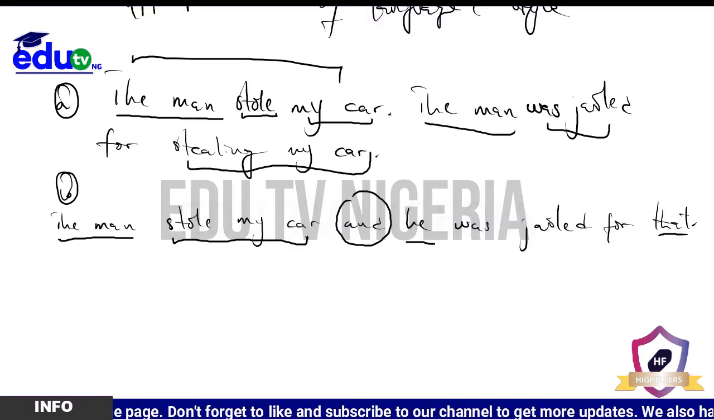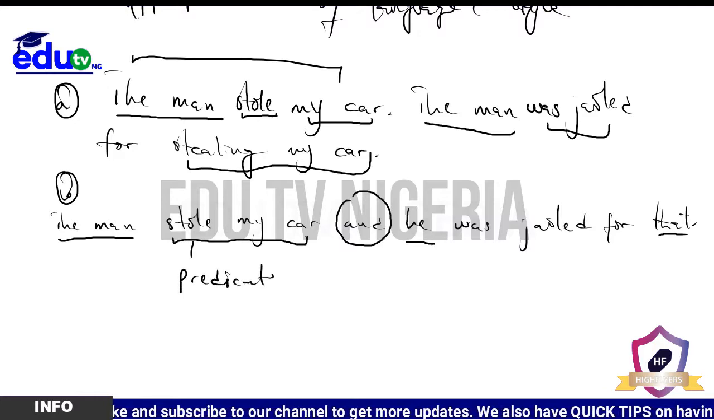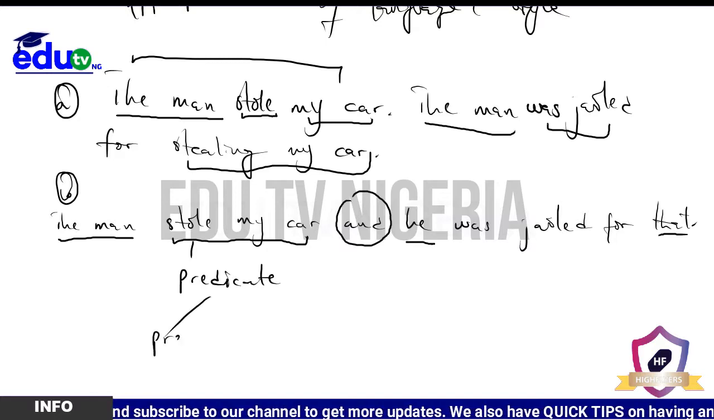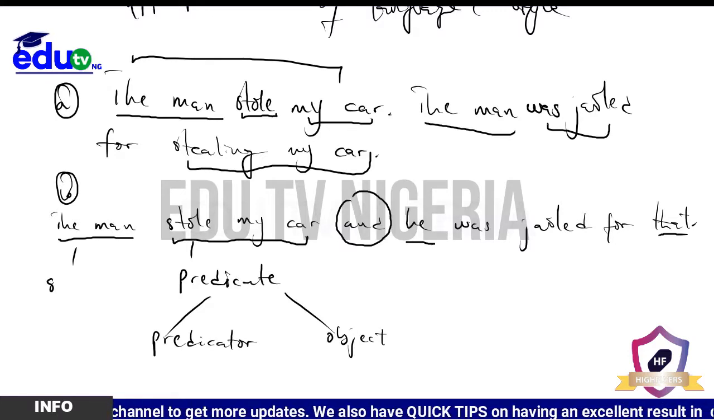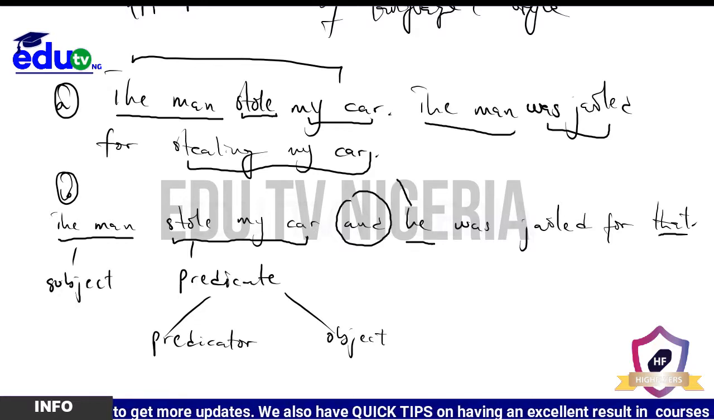Instead of using a full stop and then starting a new sentence with a capital letter, we bring in a conjunction. So here, the man, a noun phrase, stole my car, the predicate, which contains the predicator and the, now this is the predicate. And in the predicate, we have the predicator and the what? Object or complement extensive. Now, all of this noun phrase, which is your subject, noun phrase subject, is being replaced with he.